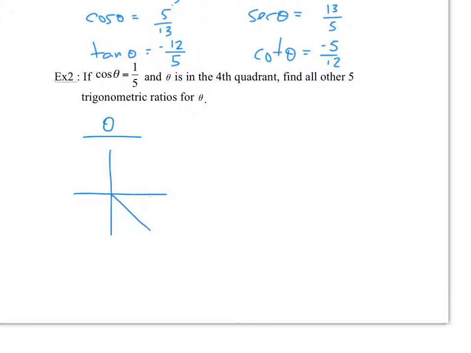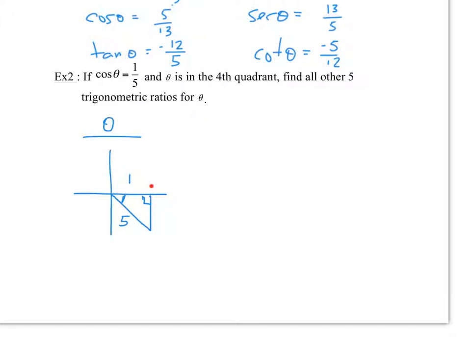What we're going to do is slightly different here. I'm going to draw my right angle triangle in the fourth quadrant. And cos is always adjacent over hypotenuse, right? So if our angle is right here, adjacent would be 1 over hypotenuse, which is 5. So I've simply taken this ratio as adjacent over hypotenuse. This removes a little bit of the fractions we have to deal with.